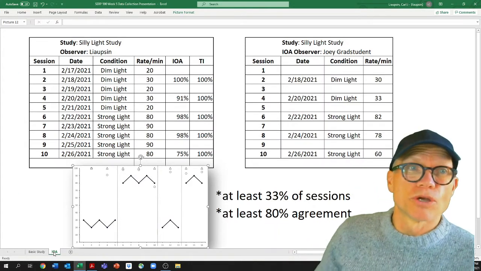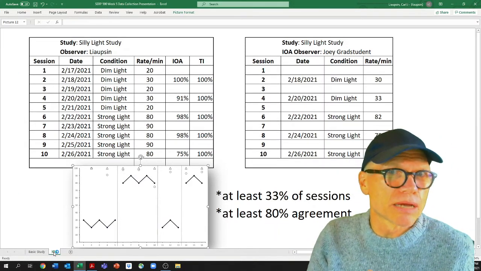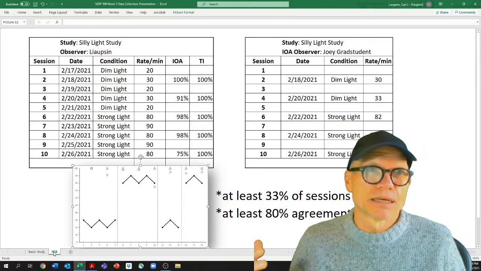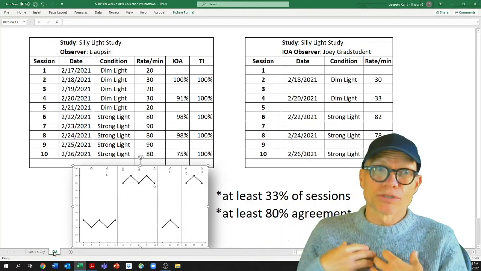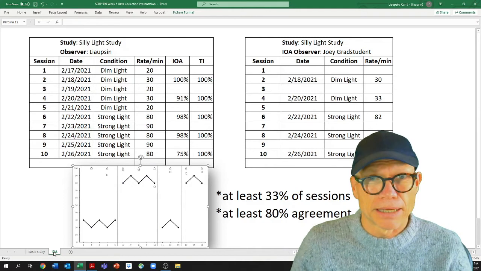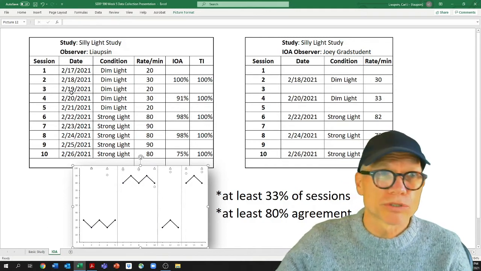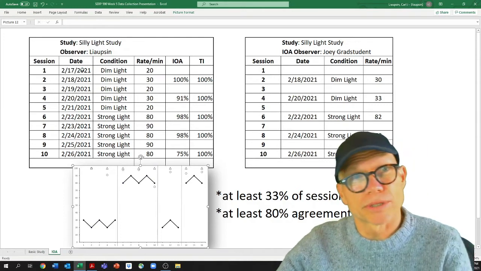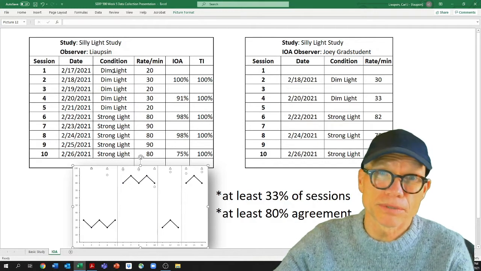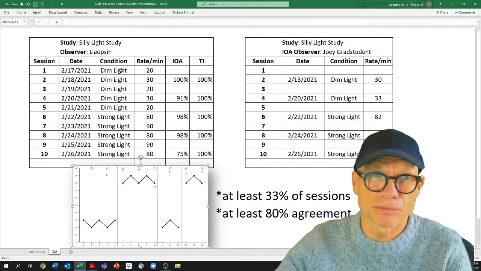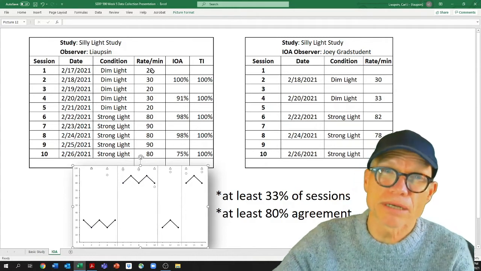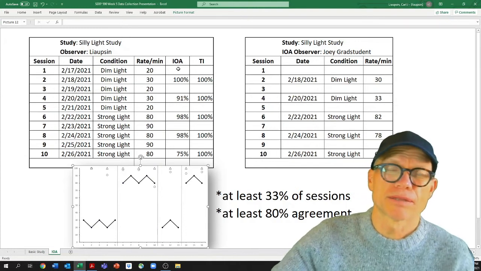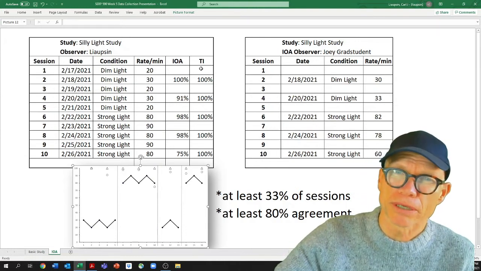where I can show you more of what a data sheet would look like and what an inter-observer data sheet would look like. So let's say we're collecting data on our silly light study, and I am the observer, the researcher, and for every session I am going to record the session number, the date, what the condition was, and this is all during baseline. These are all baseline sessions, dim light, and the rate per minute of reading. And I'm going to have a spot to record inter-observer agreement and a spot to record treatment integrity.